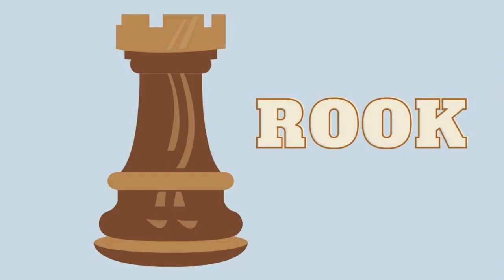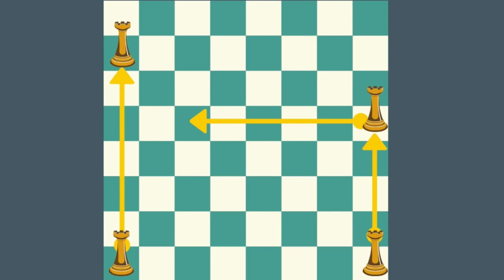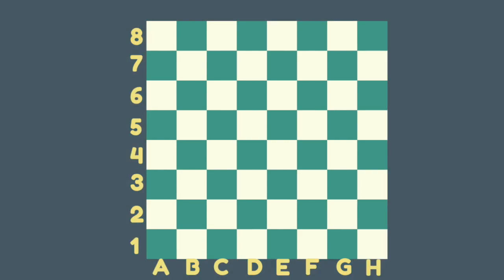Next, we have the rook. The rook can move to any square in the rank and in the file, except when a piece is blocking the way going to the desired position. Remember, when we say file, it's vertical. When we say rank, it's horizontal. So that is an example of how the rook will move. Rooks are placed in rank 1, files A and H.